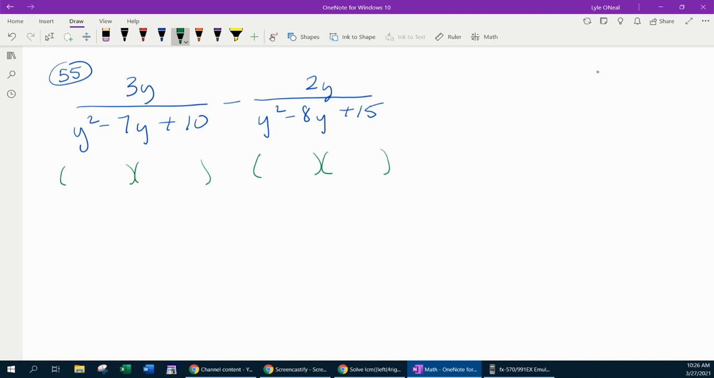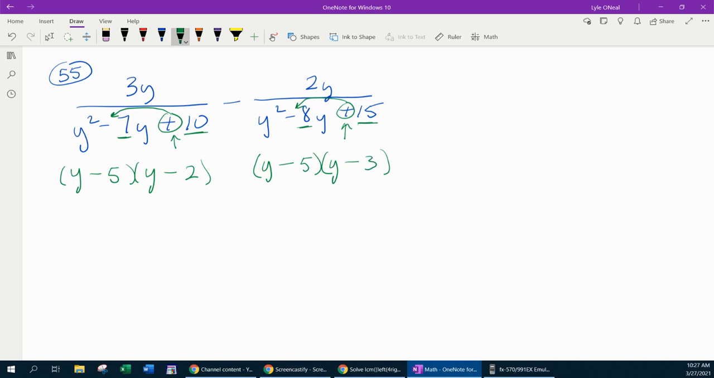For the first trinomial, if I read the signs, I can see they're both going to be minus. For the second trinomial, again, if I read the signs, I can see they're both going to be minus. And then if I fill in the blanks here for the first trinomial, I get a y and a y. I need numbers that multiply to make 10, that add and make 7. Easy enough, 5 and 2. And then for the second trinomial, fill in the blanks. I need numbers that multiply to make 15, that add and make 8. Again, easy enough. 5 and 3.